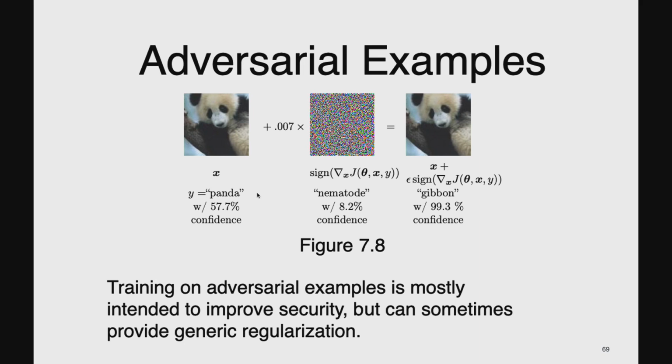So if a little bit of noise added to such a test picture can push it over the boundary, what you want to do is you want to say, this is the wrong boundary. Let's push the boundary such that a little bit of change does not push me over this limit. So this is adversarial training.